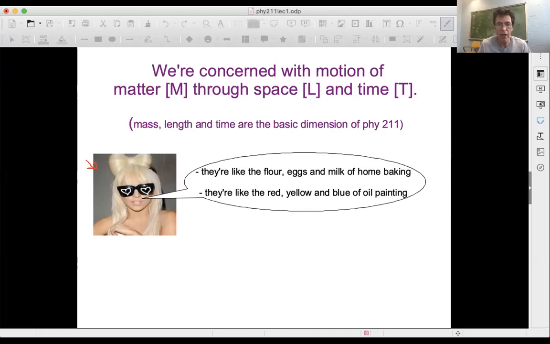Another example is that if you're an oil painter or a watercolor painter, those primary colors, the red, the yellow, the blue, are the basic dimensions that you work with when you paint, that you put together and produce all sorts of oil paintings or watercolor paintings. So that is like mass, length, and time being the basic physics dimensions. That's one way of thinking about them.